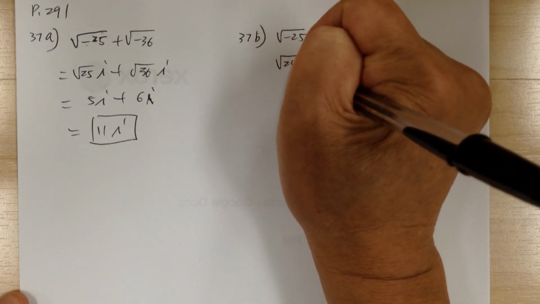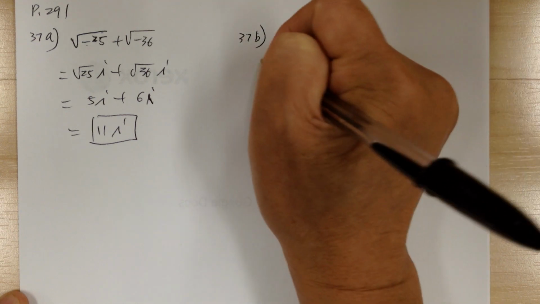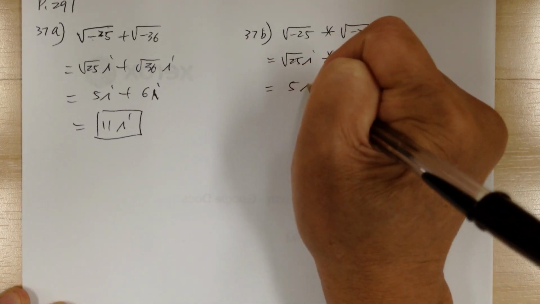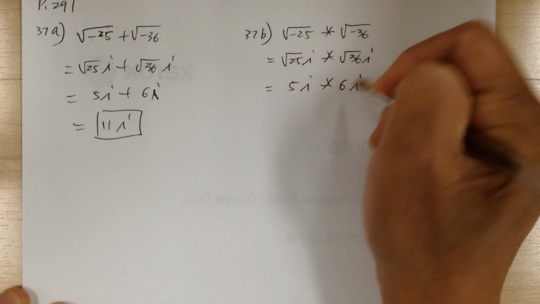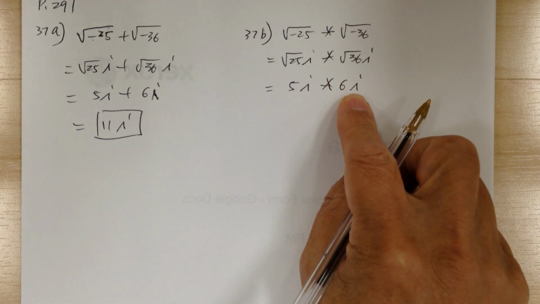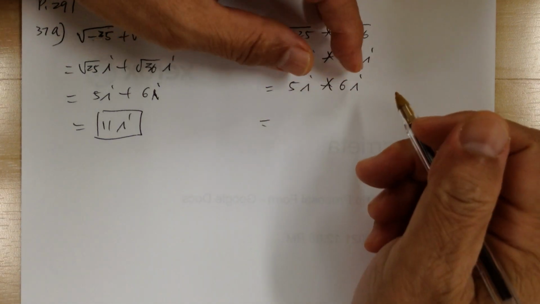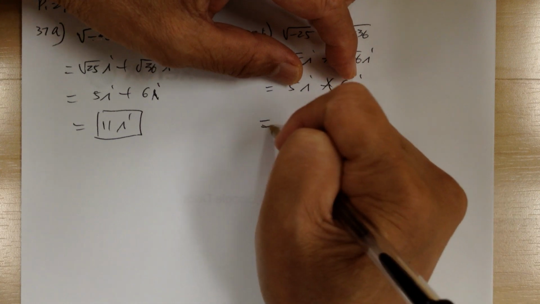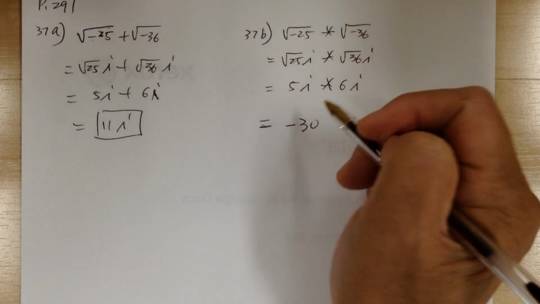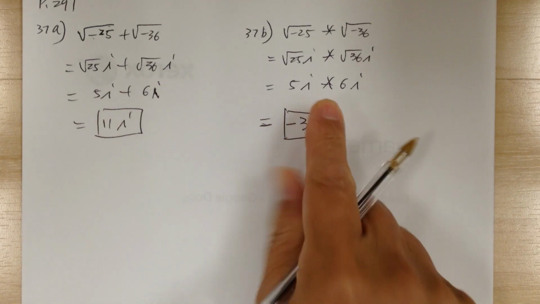So it would be square root of 25i times square root of 36i. So this is equal to 5i times 6i. So over here is 5i plus 6i. Over here is 5i times 6i. So when you multiply, the integer first: 5 times 6 gives you 30. And i times i is negative 1. Okay. So make sure you know the difference between adding and multiplying.